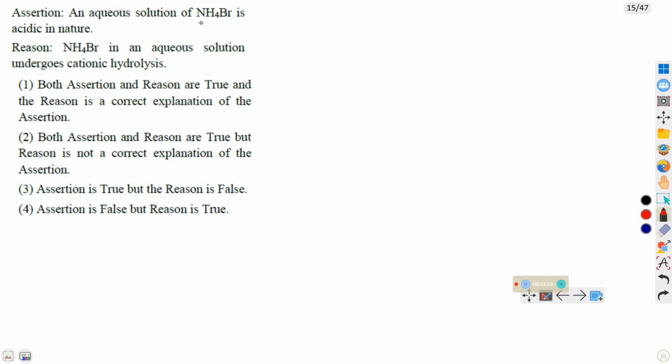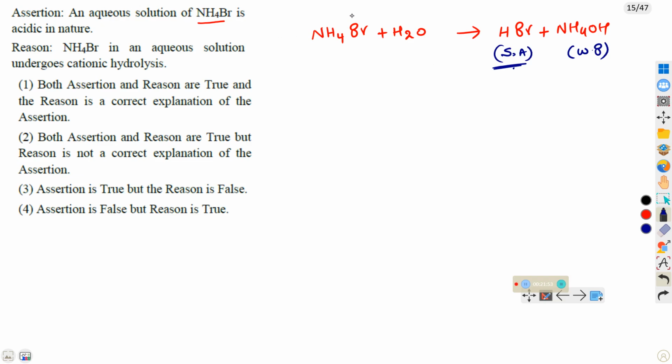Assertion: aqueous NH4Br is acidic in nature. NH4Br is a salt, undergoes hydrolysis, then it gives respective acid and base. Acid is HBr plus NH4OH. HBr is strong acid, NH4OH is weak base. Based on this, acid is stronger, corresponding salt is acidic in nature. NH4Br in an aqueous solution undergoes cationic hydrolysis, correct? Acid is stronger, that's the reason it undergoes cationic hydrolysis. If base is stronger, it undergoes anionic hydrolysis. Based on that, first option is correct.